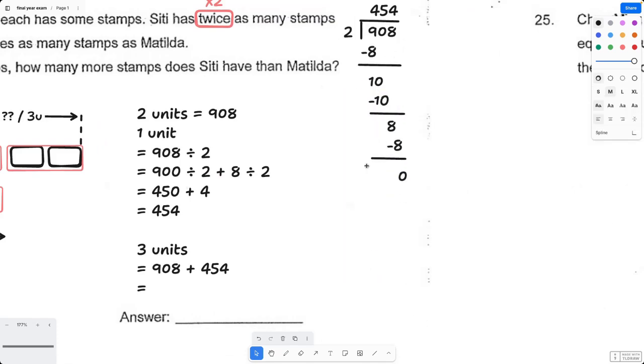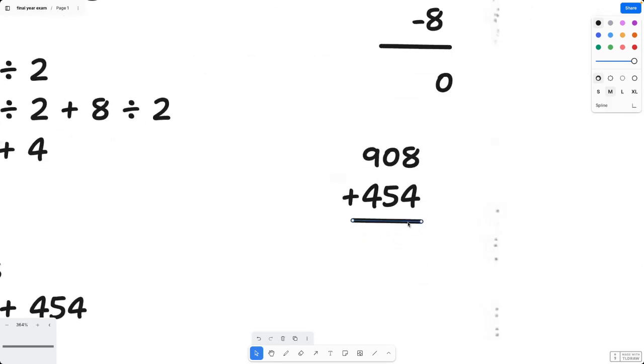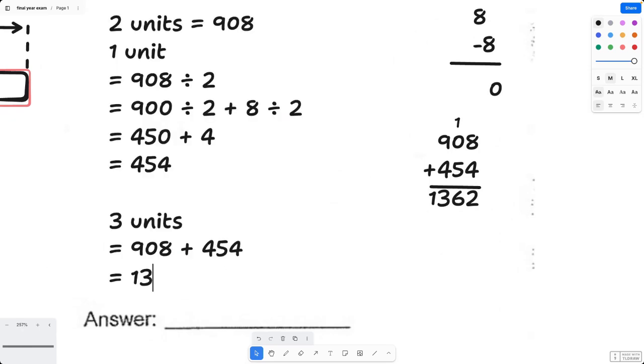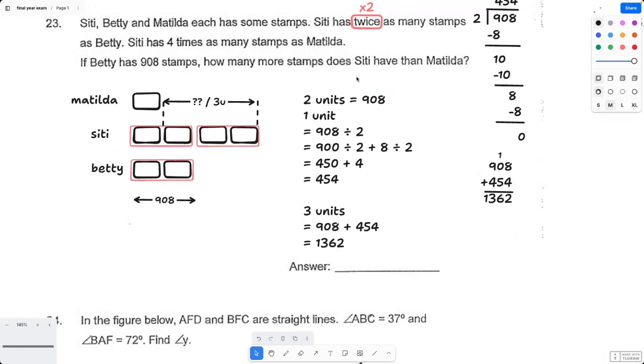Let me put this maybe on top here. So 908 plus 454. Let's have a line over here. So for this, 8 plus 4 will give us 12. We're going to put 1 on top over here. 1 plus 5 will give us 6. 9 plus 4 is 13. So the answer to this is 1362.